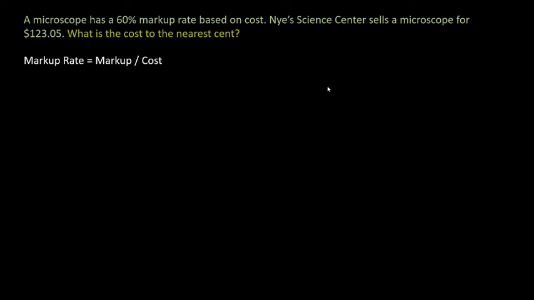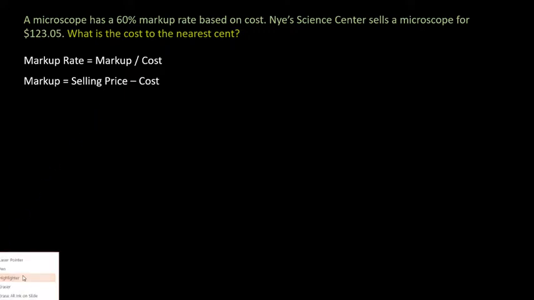We're going to use the same or similar equations that we did in Lesson 12. Markup rate is equal to markup over cost, or markup divided by cost. We can also compute markup by taking the difference of the selling price and the cost. And let's just pick those apart really briefly.